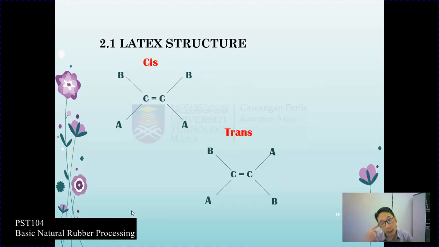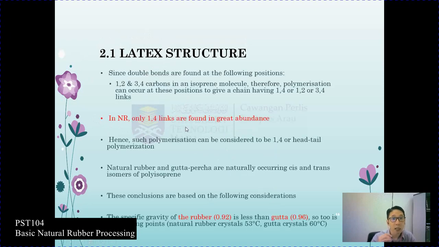And then here is the simpler illustration I did mention. So having cis, the structure will attach on the same side. Whereas trans has an alternating arrangement, so one top, one bottom, whereas for cis, from one side, either both top or both bottom. The double bonds are found in the following positions, at carbons 1, 2 and 3, 4 in the isoprene molecule, therefore polymerization can occur in these positions to give a chain having 1,4, 1,2 or 3,4 links.